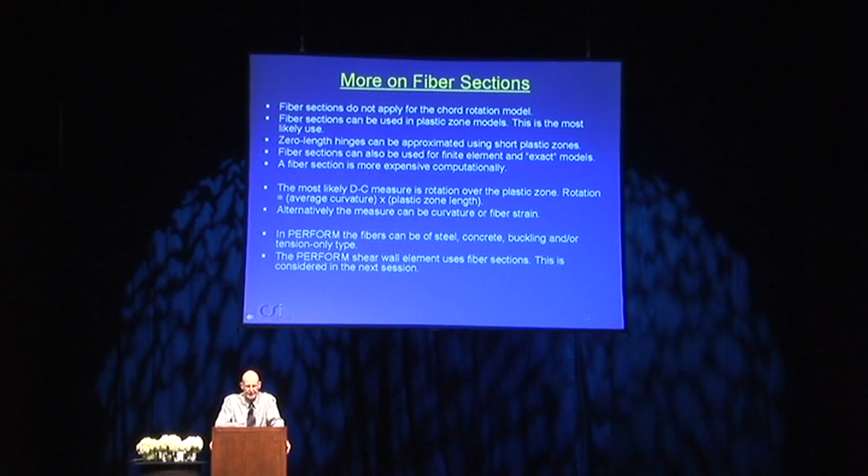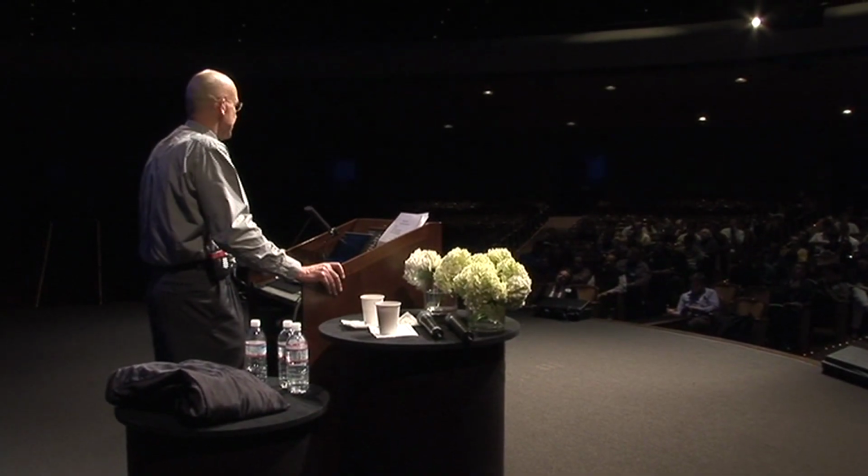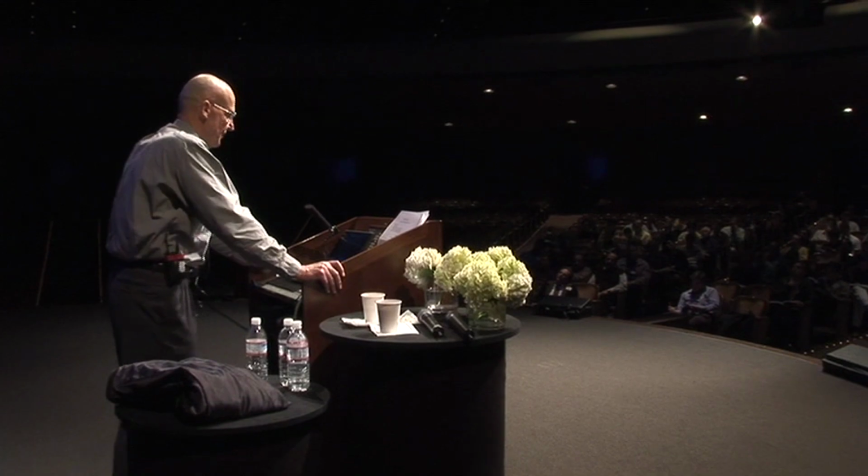Let's say a little bit more about fiber sections. I showed a fiber section for a beam just before. They don't apply for the chord rotation model. A plastic zone is a little bit like a hinge. If you want to use a fiber section, you have to perform a plastic zone model. And this would be the most likely use, I think, of a plastic zone model.